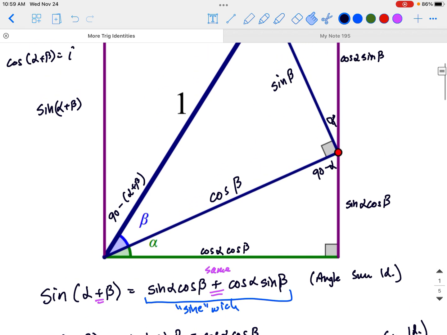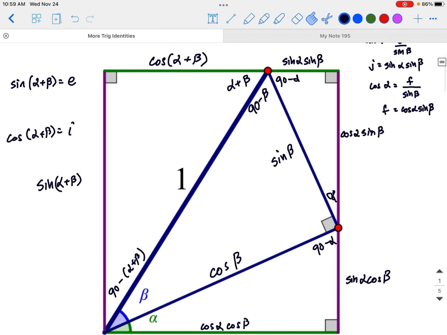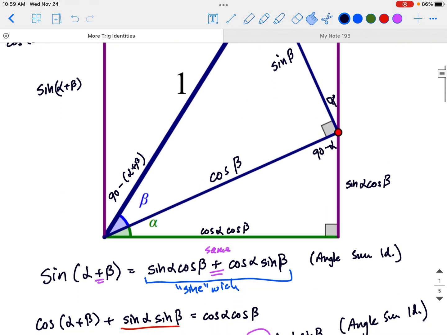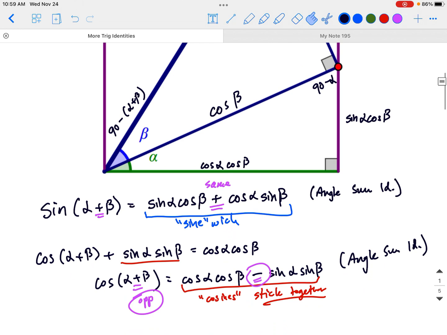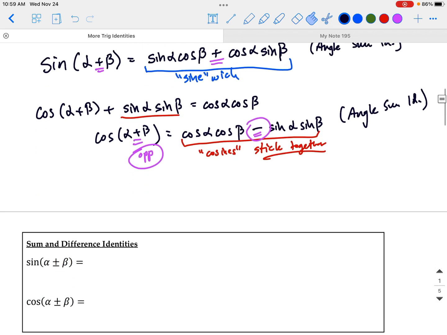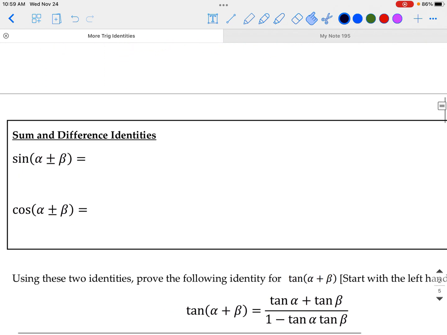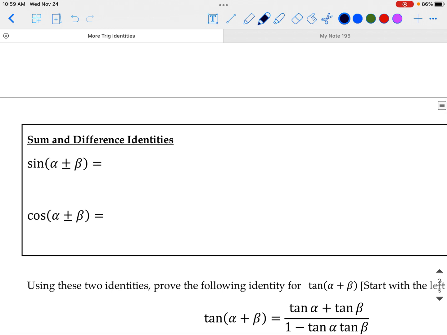But hopefully this is just a nice simple proof that illustrates the angle sum identities. So now we're going to formalize these. We're going to write them a little bit more fancy because we're going to be using these all the time. So for our sum and difference identities, again, we'll do plus minus here for both the sum and difference.